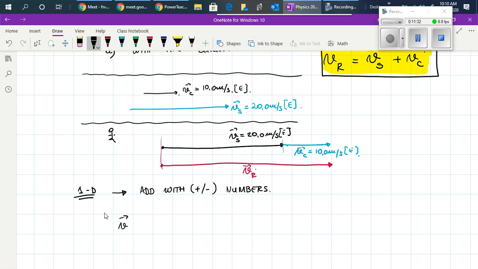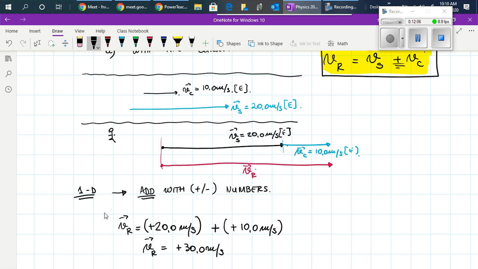So then the resultant velocity will be the velocity of the swimmer going east, positive 20 meters per second, plus, so you always add, the velocity of the current, which, since it's going east, will be positive as well, giving a resultant velocity of positive 30 meters per second, or you can say 30 meters per second going east.